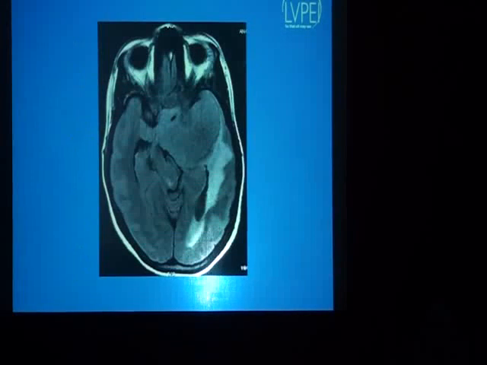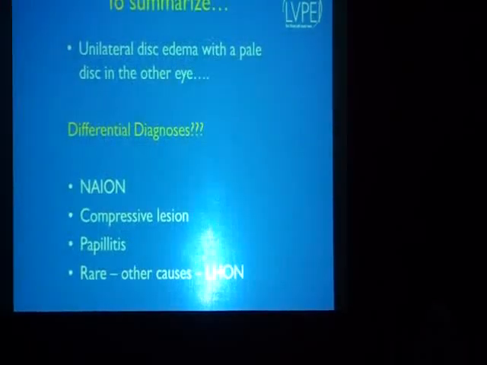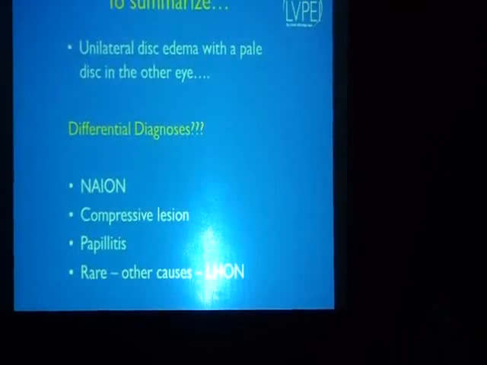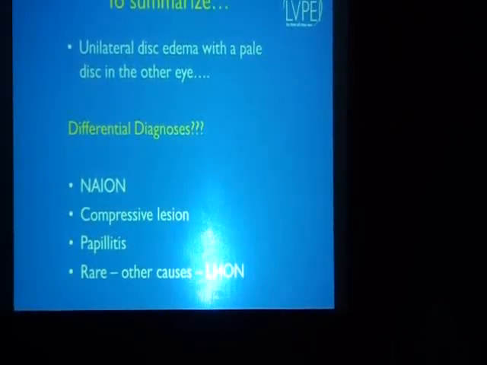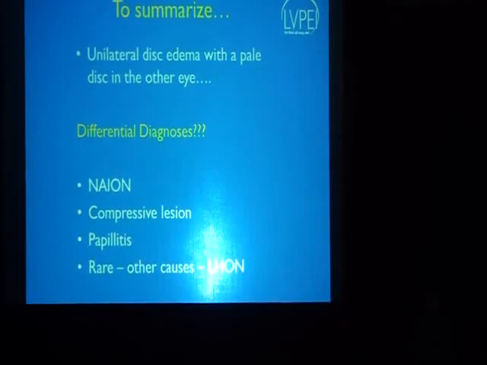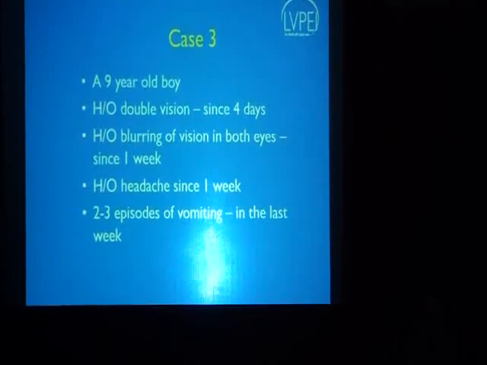These two pictures show the importance of always doing an MRI of the brain with contrast. If this picture had contrast in it, this lesion would have become very, very hyperintense. So just to summarize: unilateral disc edema with the brain disc in the other eye, these are all the possible differentials, and we should take a careful look at the history and visual acuity to give us the clue. So we'll go on to the next case.